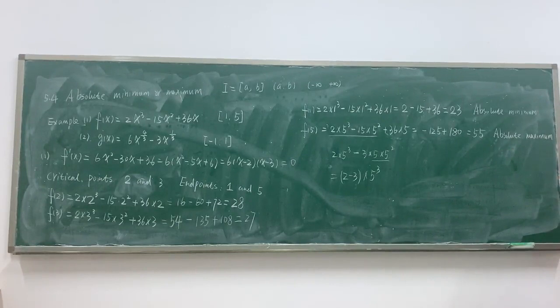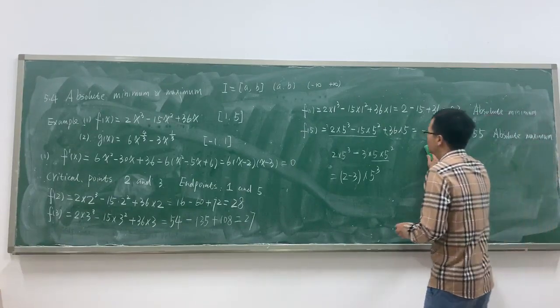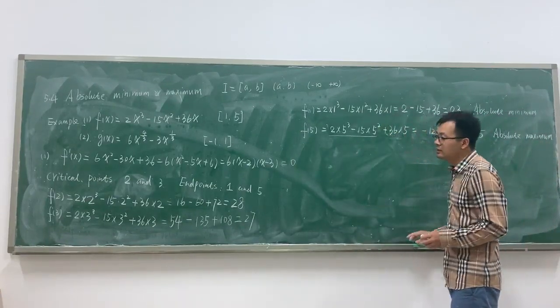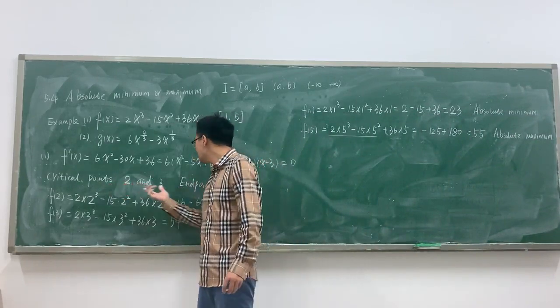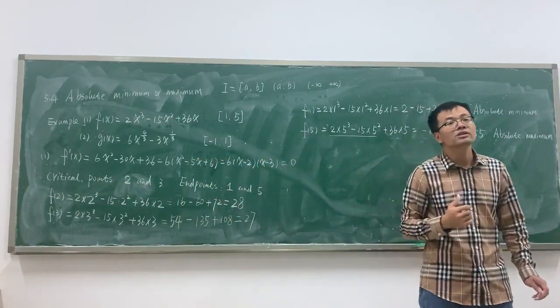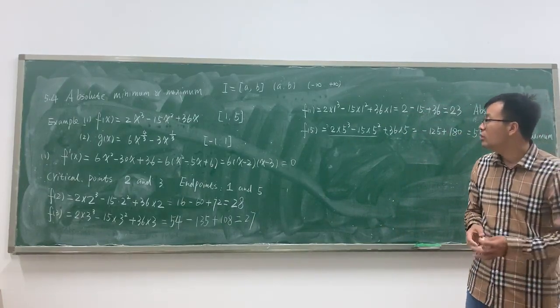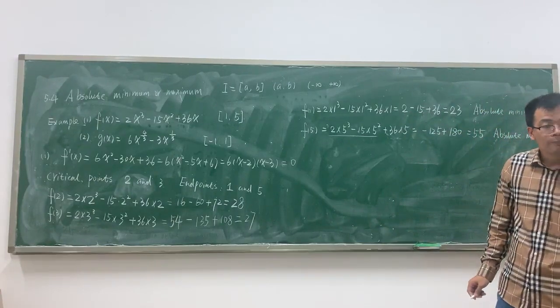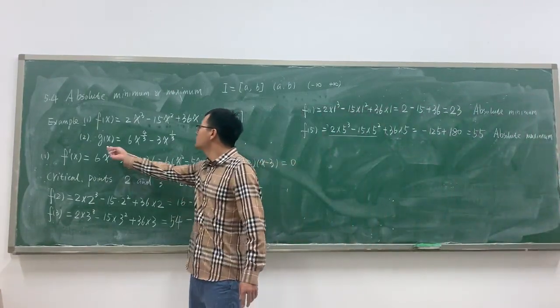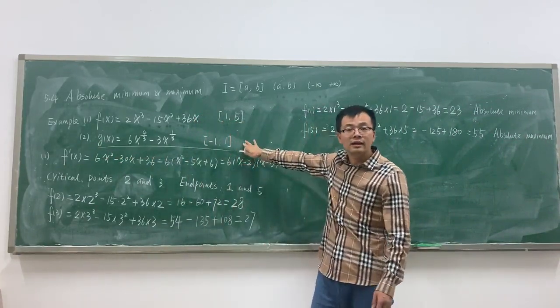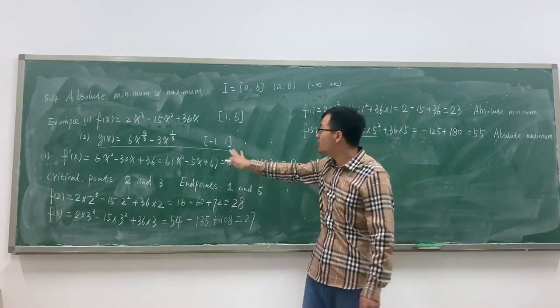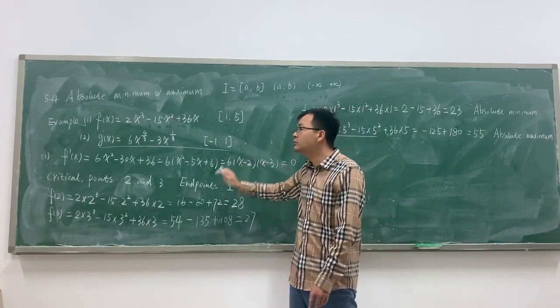Absolute minimum. So this is the answer. This means that the first step, you find the critical points. The second step, you need to evaluate the function value at the critical points and the endpoints. The third step is take the largest one and take the smallest one. So now for the second one, do it yourself.